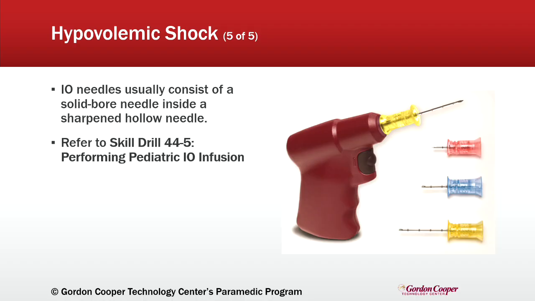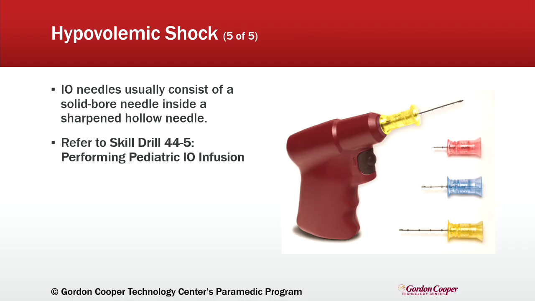And of course, when we give fluid challenges or fluid boluses, we're going to administer 20 mL per kilogram of an isotonic fluid via IO infusion, just like we would in a regular IV. And then we're going to reassess that and repeat it as much as possible. As much as 3 rounds of that, or 60 mL per kilogram, may be required during transport to begin to see improvement in the blood pressure.